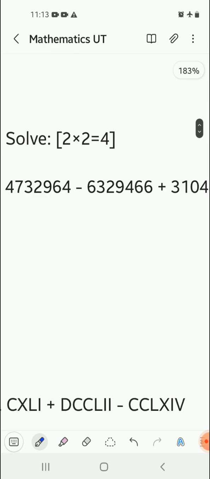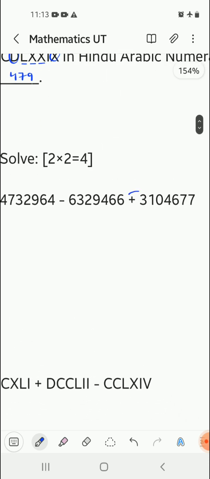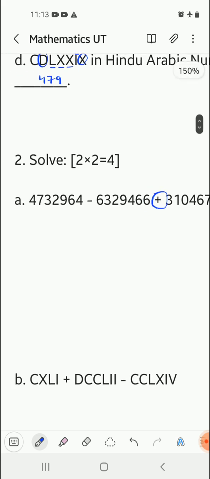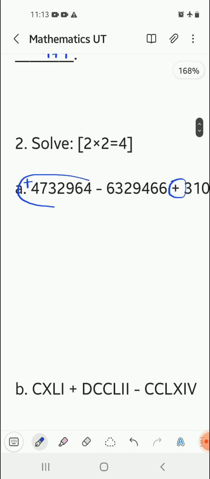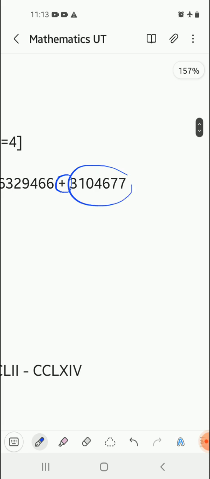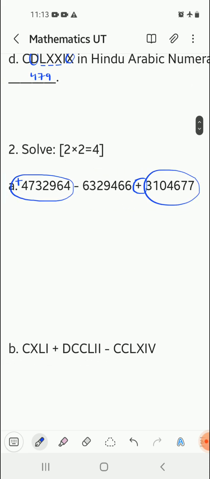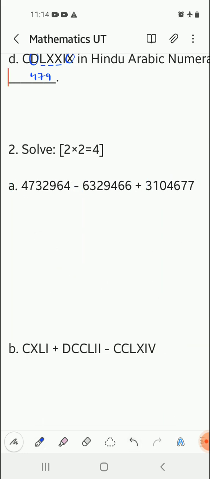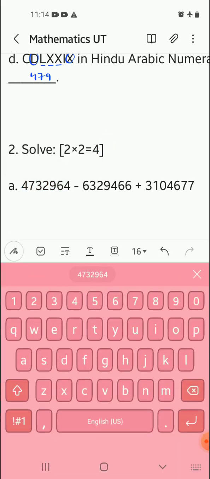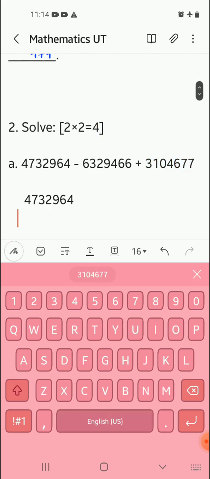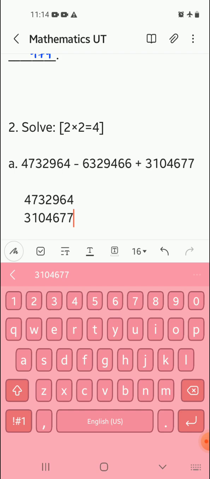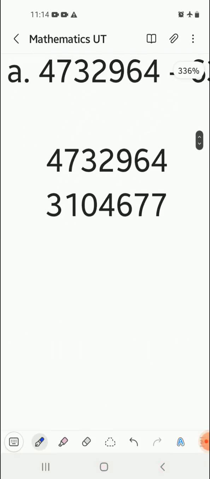Next, we are asked to solve this sum. Again, we are going to follow the BODMAS rule, which says that first we need to add and then subtract. There is nothing written, which means this is actually a positive number. So we are going to first add up the positive numbers, that is this number and this number. Whatever we get by adding, from that sum we are going to subtract this. So let's begin. The first step, we are going to add this number and this number. So I'm writing it here so that I can add the numbers. So let's add these two numbers.